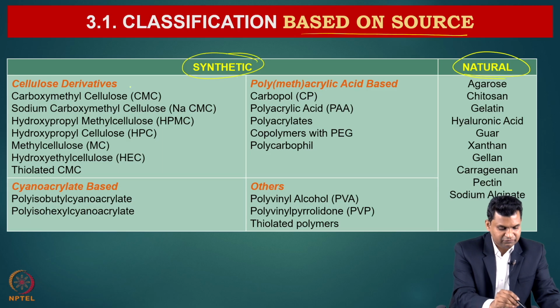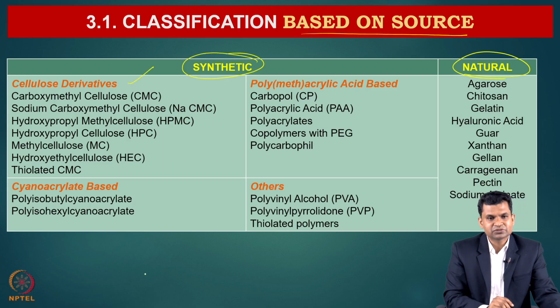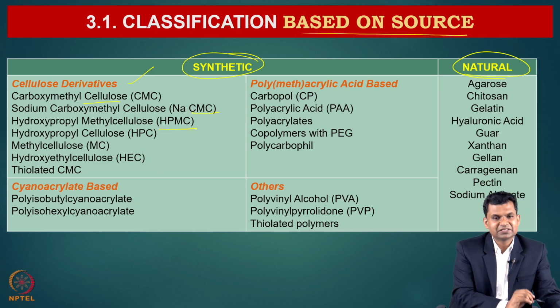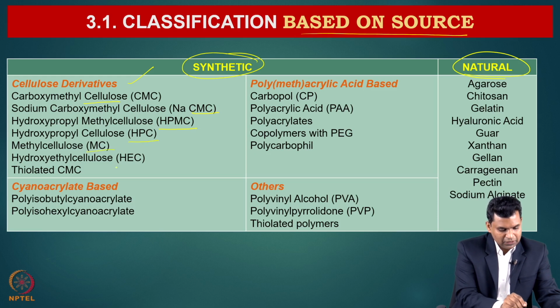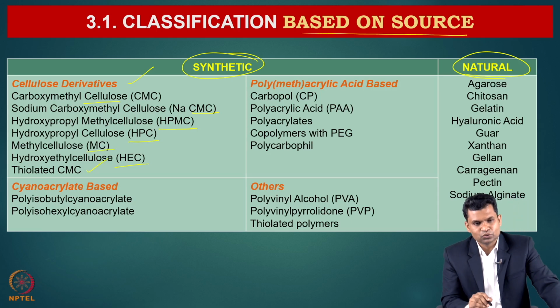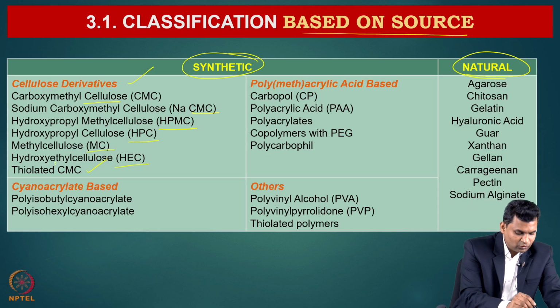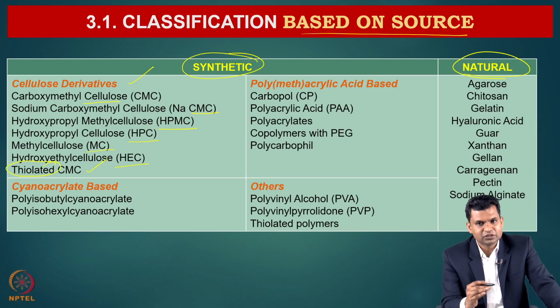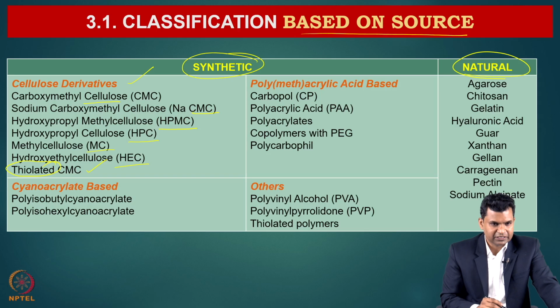Again, in the synthetic we have cellulose derivatives. In that we can see carboxymethyl cellulose, sodium CMC, hydroxypropyl methyl cellulose, hydroxypropyl cellulose, methyl cellulose, hydroxyethyl cellulose, and thiolated carboxymethyl cellulose. This thiolation will help for strong adhesion with the mucin, which contains sulfur groups. So, there it forms the disulfide bond. So, that is also very important.